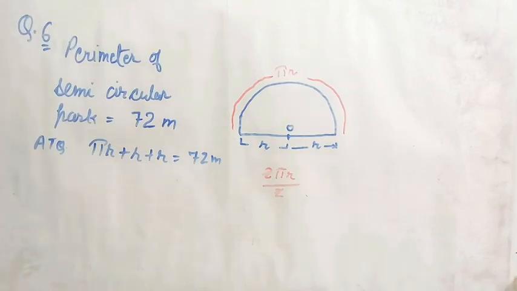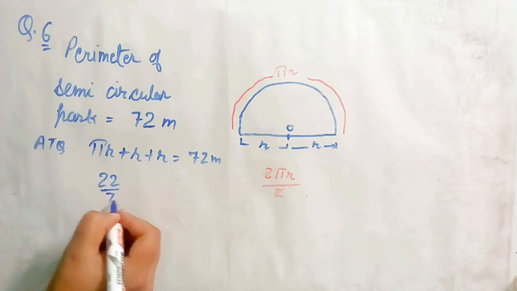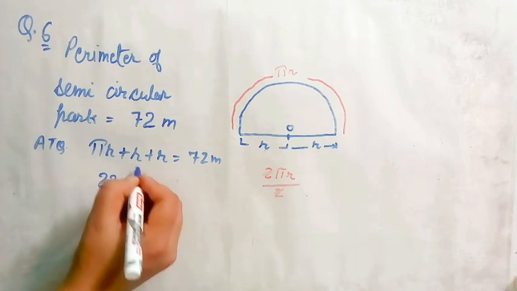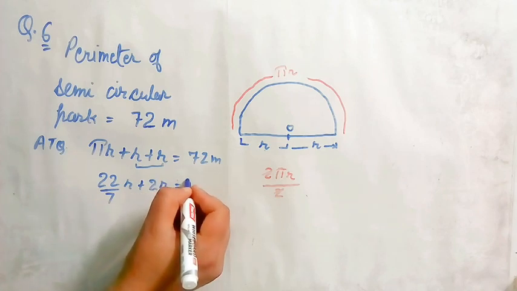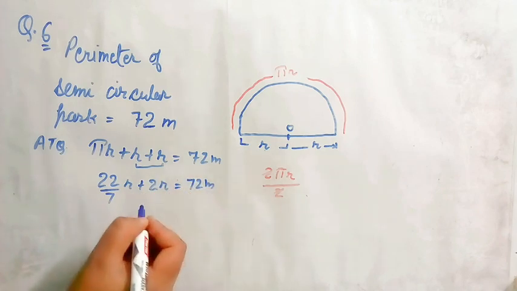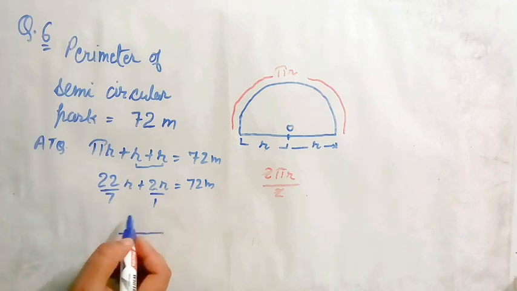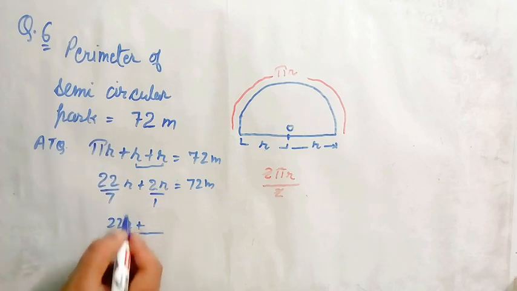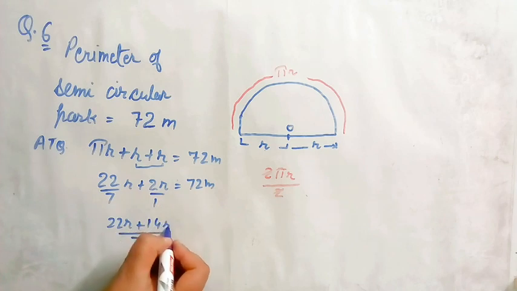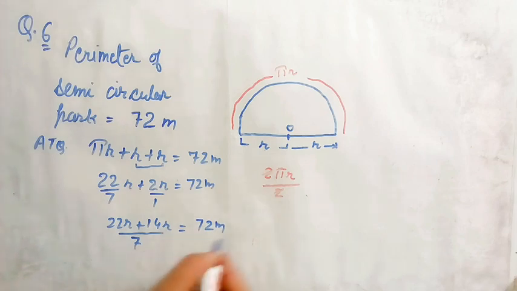Now simplify it. Remember, this is a little different question, so if you commit a mistake in this step, it will be difficult to solve. So pi means 22 upon 7 r plus 2r will be equal to 72. Take the LCM of the denominator, which will be 7: 7 times 1 is 7, 22 times 1 is 22, plus 7 times 2 is 14, r is equal to 72 meter.